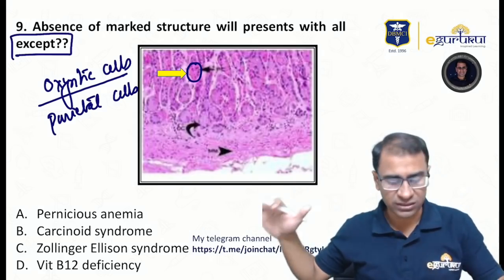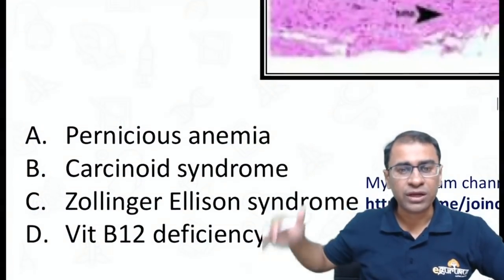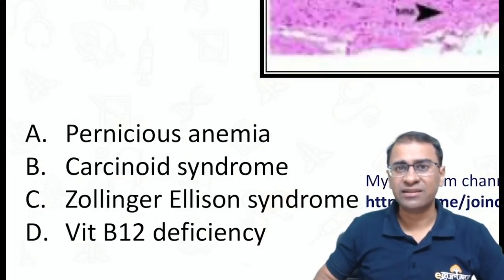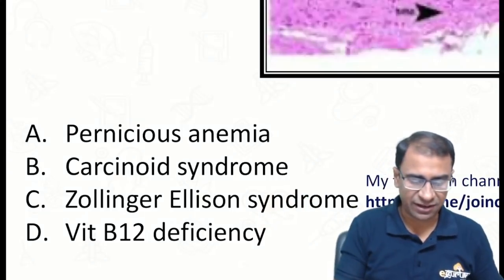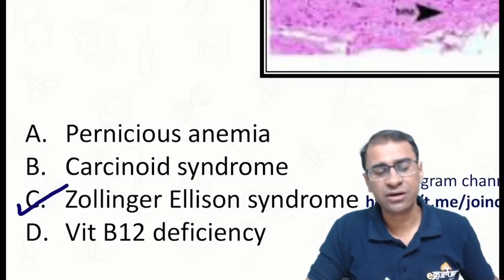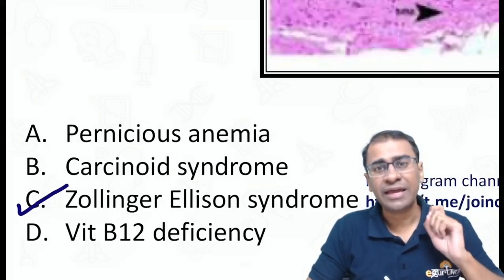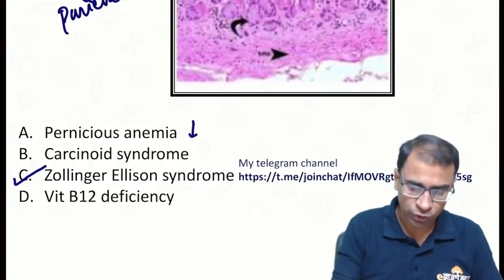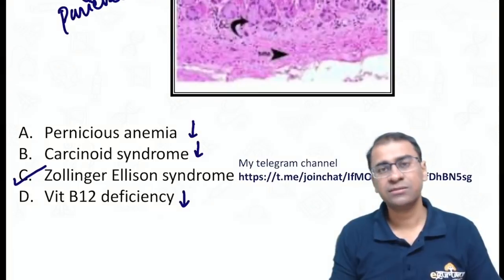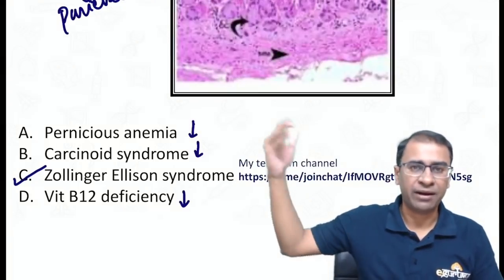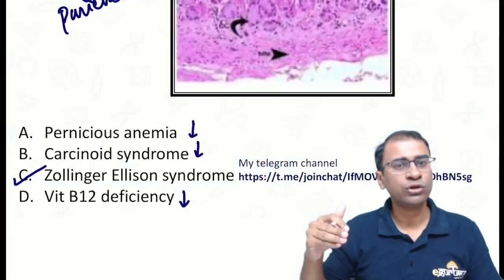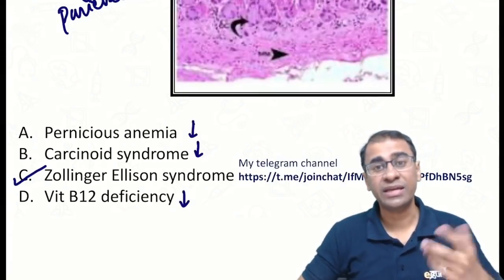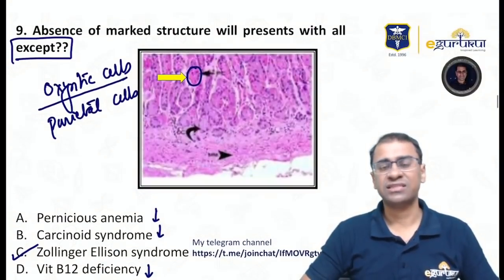That means in simple words, it is asking you among these four, which of them will have increased parietal cells. And you all know it is definitely a case of Zollinger-Ellison syndrome, because this will show you an increase in parietal and not an absence of parietal cells. All others will show you a decrease in the parietal cells, that is B12 deficiency, pernicious anemia, and carcinoid syndrome also shows you basically a decrease in the parietal cells, but Zollinger-Ellison syndrome will show you an increase in the parietal cells, and hence is the answer.